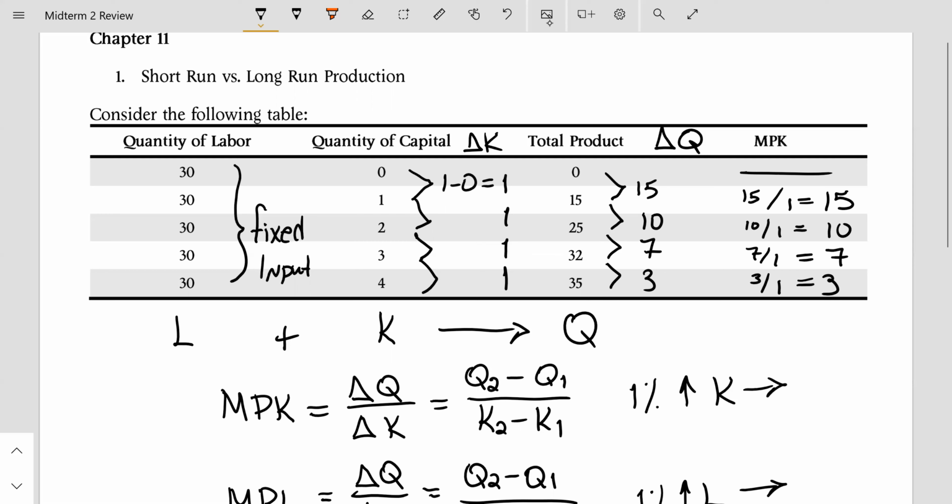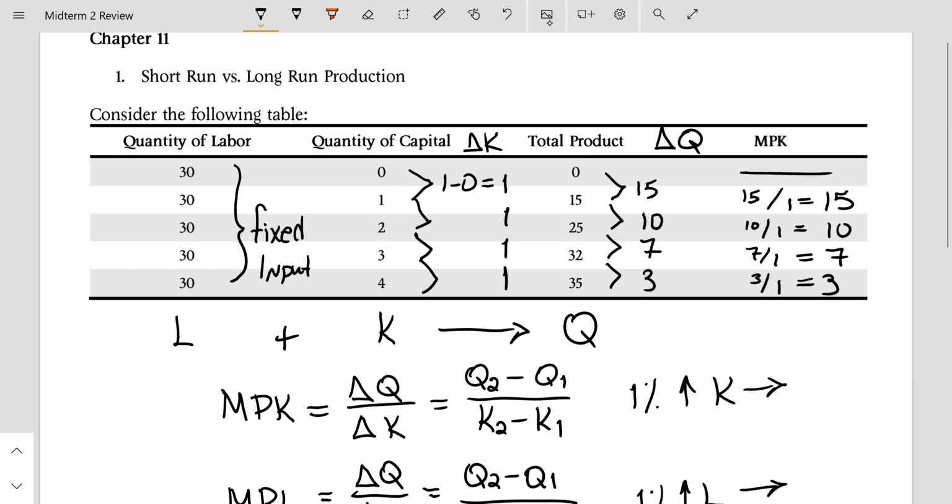So what's happening here? Well, the change in production is positive, but it's increasing at a decreasing rate. So let's see what that means. If I go from 0 units of capital to 1 unit of capital, I can produce 15 more units. Now, if I go from 1 unit to 2 units of capital, I'm only going to produce 10 more units of product. And so that's how you want to read these things.